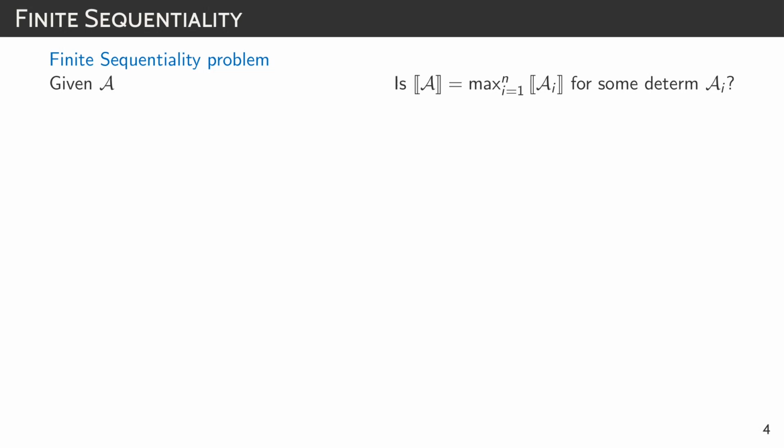Like for the sequentiality problem, the decidability of this problem in general is still open. But again, for unambiguous automata, this problem is decidable. This is a result due to Bala and Koninsky. Given an unambiguous max plus automaton, we can decide whether or not it can be represented as a finite maximum of deterministic max plus automata.